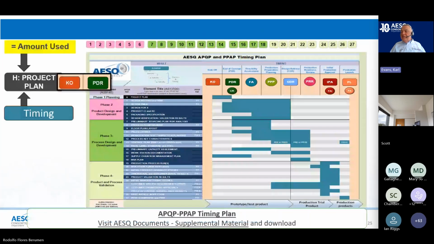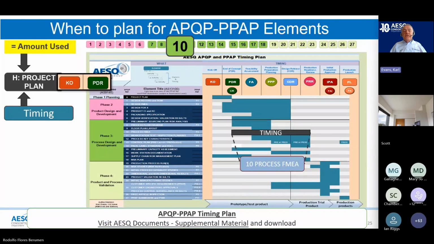The final piece I want to cover now is something I'm going to introduce, and you can download this chart from the supplements page found on the Aero Engine Supplier Quality site. A link can be put in the chat for this, but I just want to feature this chart. We've talked about decisions around which of these elements you would use. The other thing is, when would you use them?